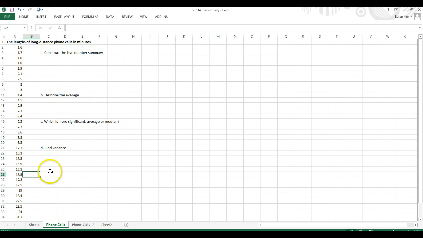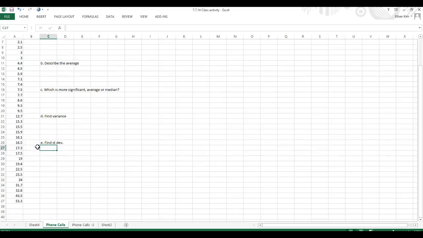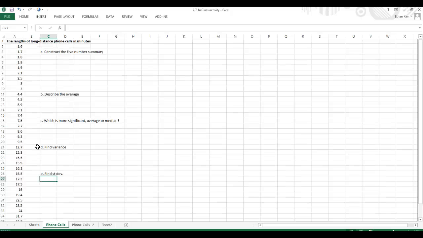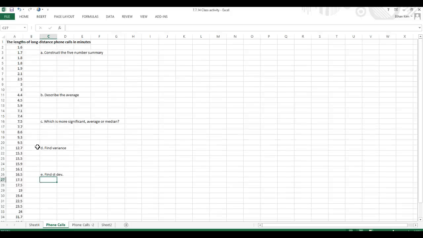So find the variance, and then we can also add find standard deviation. Okay, so these are five parts. I want you to work on it. I will give you about, I don't know, 15 minutes to work on it. So please go ahead and work on this.